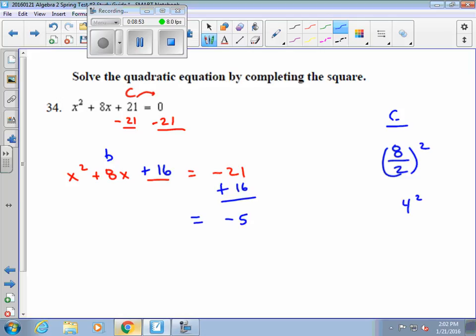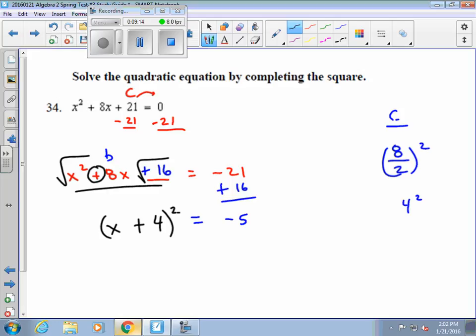So what we have now is a perfect trinomial. That's what this is. Because we could take the square root of the first term, we get x. We could take the square root of the third term, the square root of 16 is 4, and we know this sign in front of b is the one that goes between those two. So x plus 4, when you square it, is equal to negative 5.